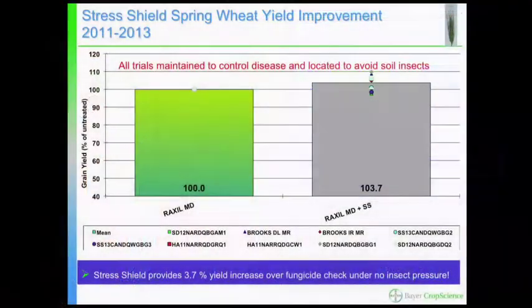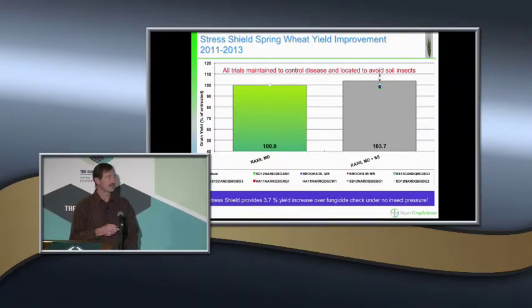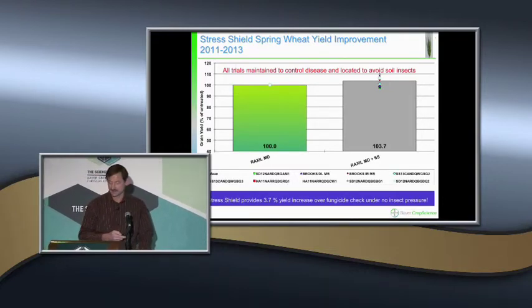So over a larger number of trials, what we've done since 2011 is we've evaluated Stress Shield in trials set out to avoid both insects and pathogens. So the idea here, this is plant health style trials, and we're gathering as many data points as possible to get as reliable a data set as possible. And what we're picking up is about a 3 or 4% yield increase when we have situations where we're controlling both disease and avoiding soil insects. So this is attributable to the Stress Shield benefit from imidacloprid.